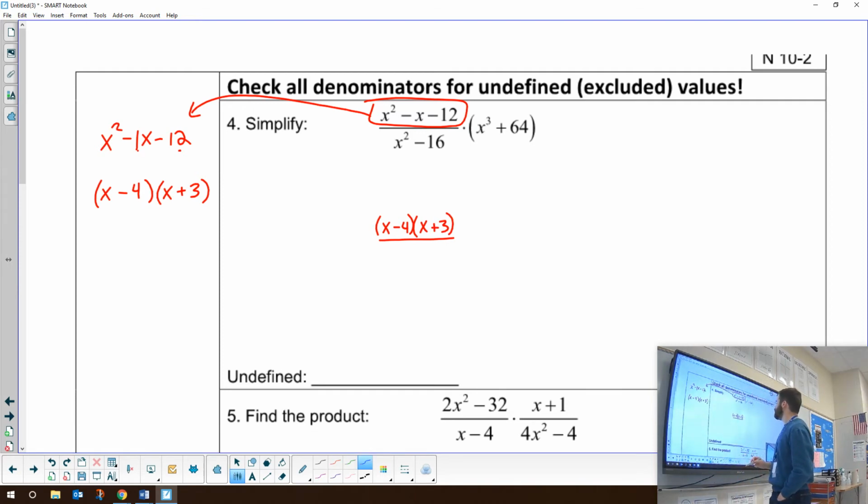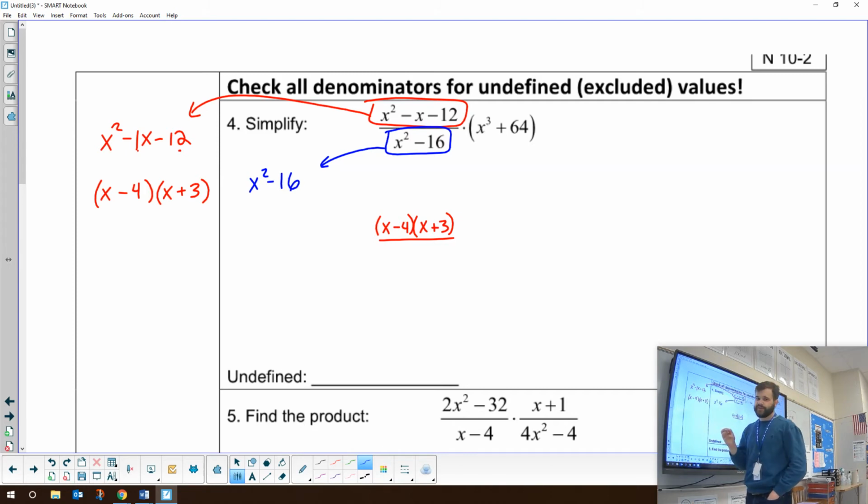Okay, then let's take this x squared minus 16 and let's factor that over here. So x squared minus 16 is a perfect square. If I factor this x squared minus 16, that's going to give me x plus 4 times x minus 4. Pretty much, guys, 4 times negative 4 is negative 16. 4 plus negative 4 is 0, so it cancels out. We pretty much did the same thing.